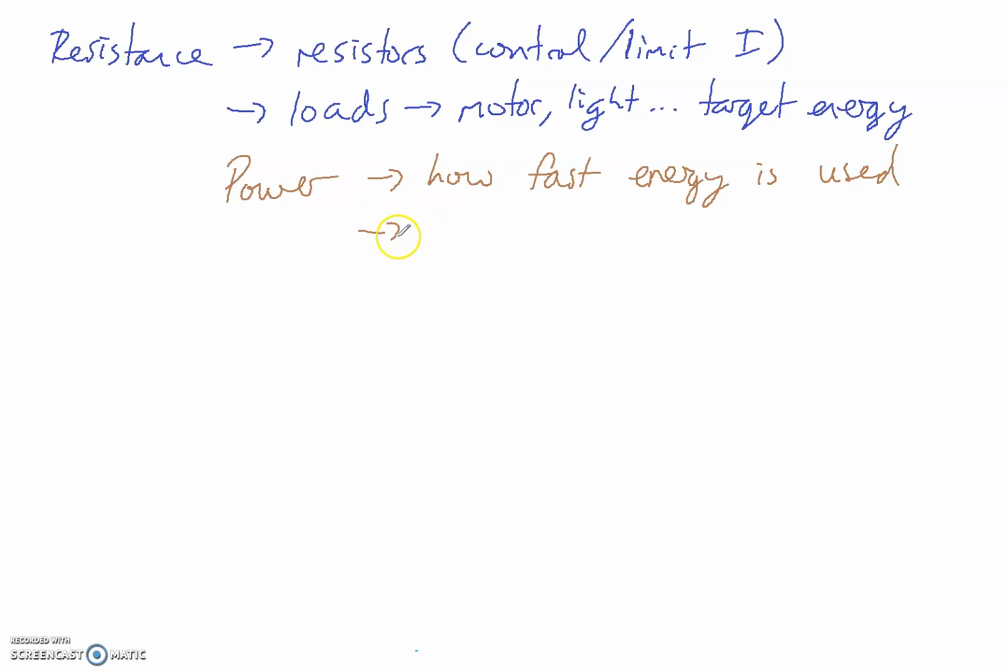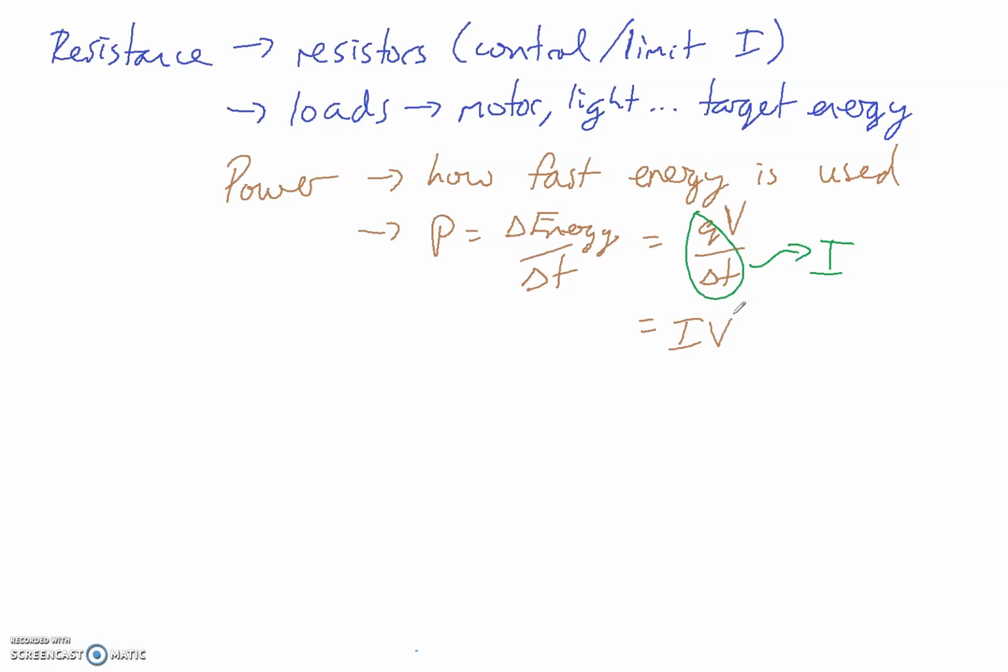You'll often see power written as the change in energy divided by the change in time. Now, if you look at energy, this is where your fields 1 really kicks in. If you calculate the potential energy of a charge in an electric field, and of course there's an electric field in the wire, energy is equal to Q times V, the potential difference, divided by time. But Q divided by t is your current.